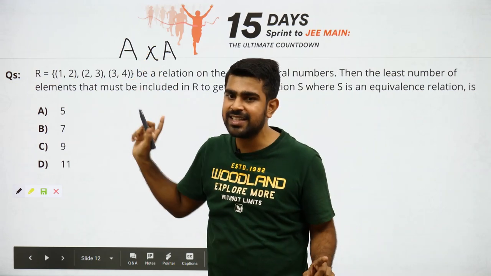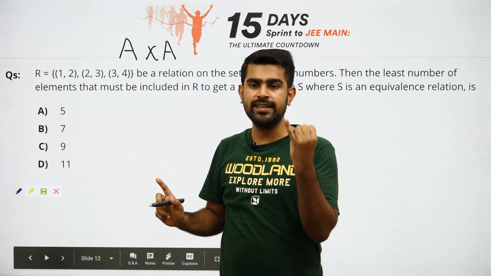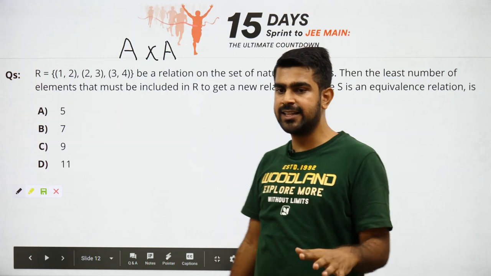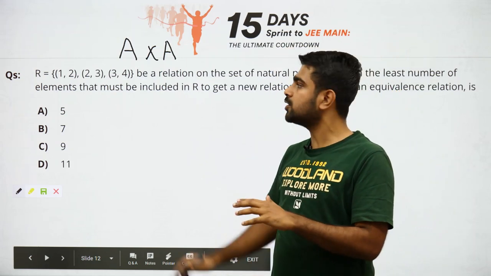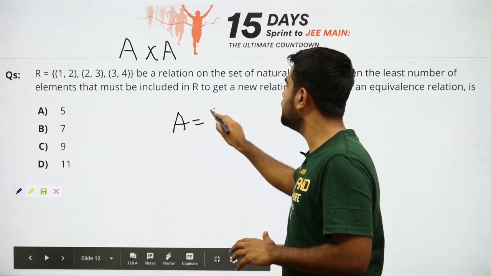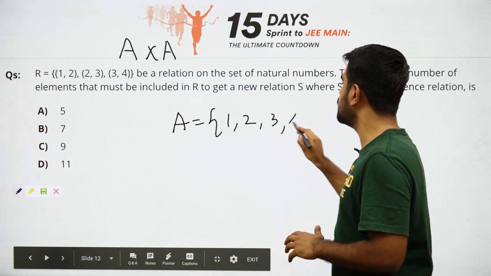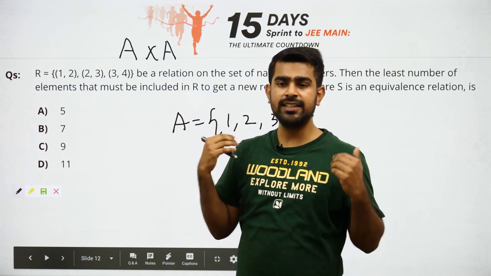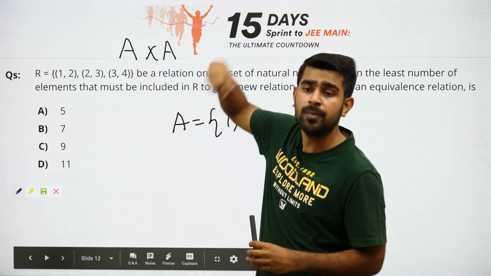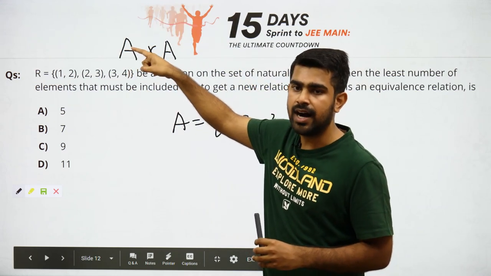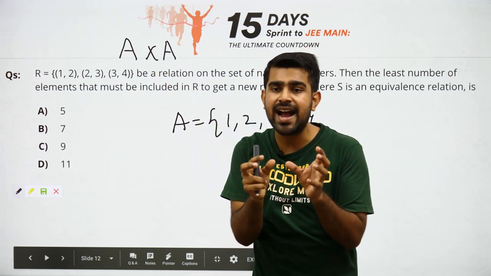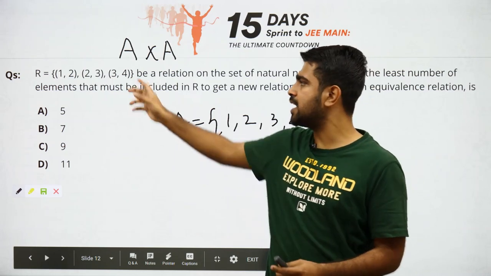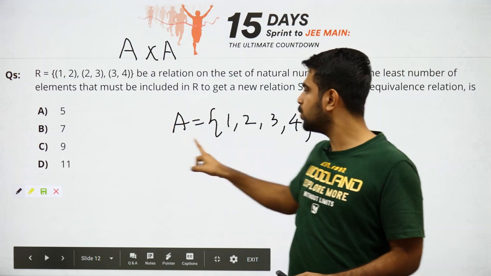So how many different elements are there? 1, 2, 3, 4. That's it. So these are going to be the elements of the set A. How, sir? Because whatever elements you have here, they should come from A, guys. Because R is a subset of A cross A. A cross A has ordered pairs of A only, right? So if any number comes here, it has to come from A. That is what I wrote here.